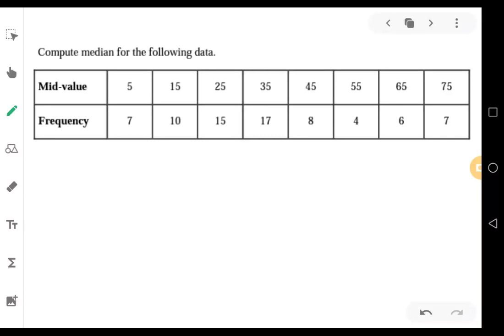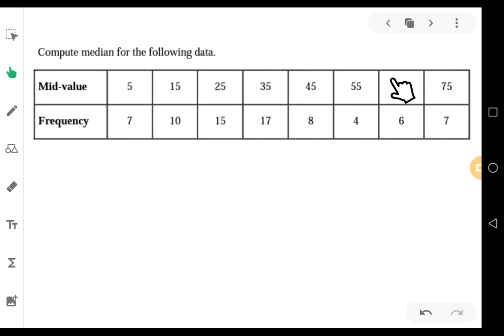We have been working out problems on median. In this session also we are going to work out a problem on median. Let's look into this question. Compute median for the following data.